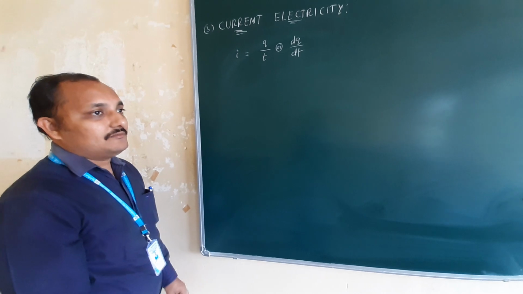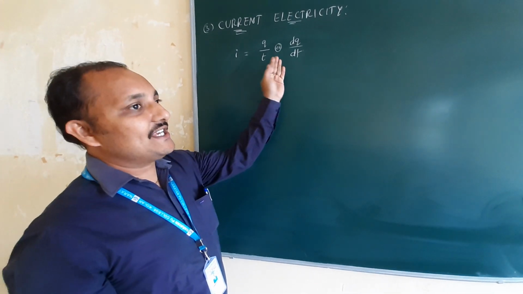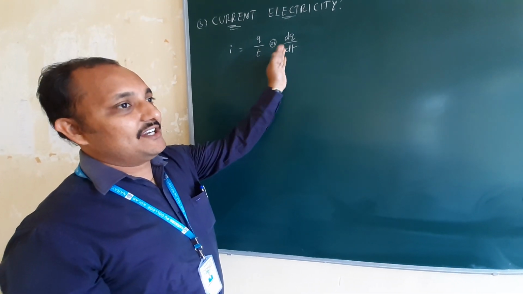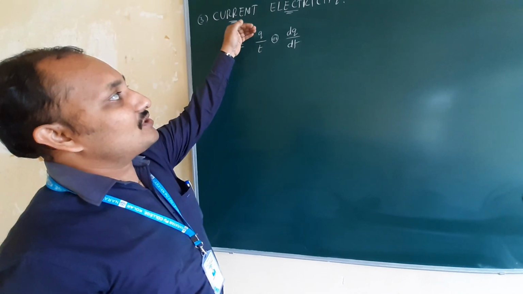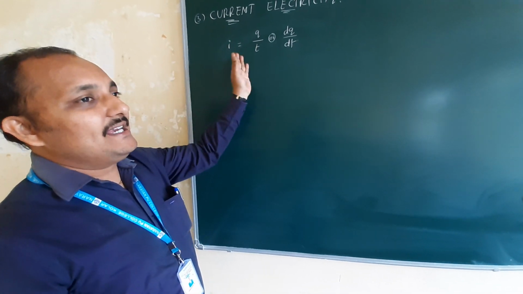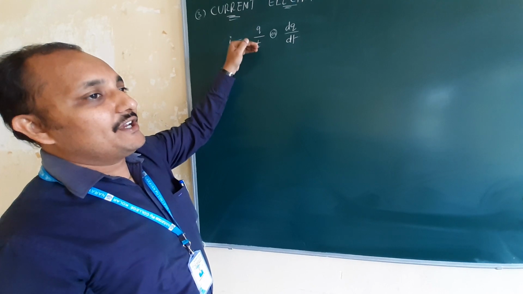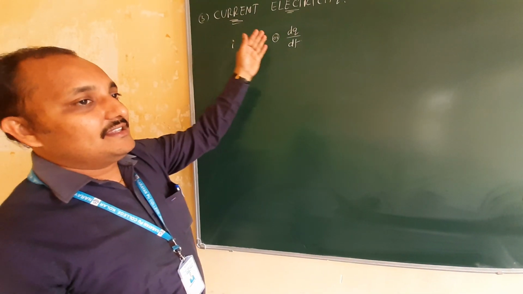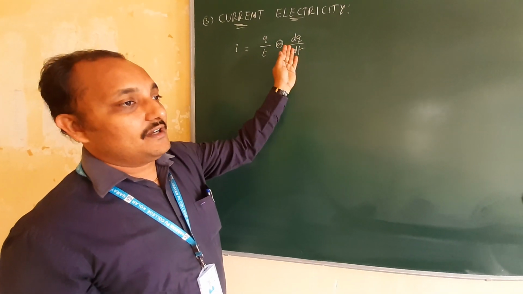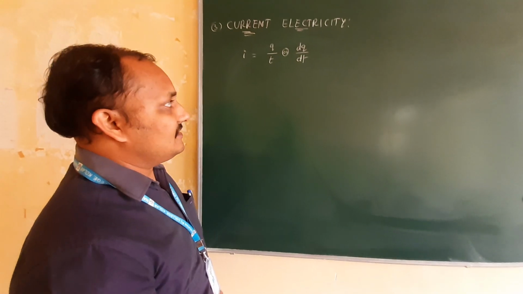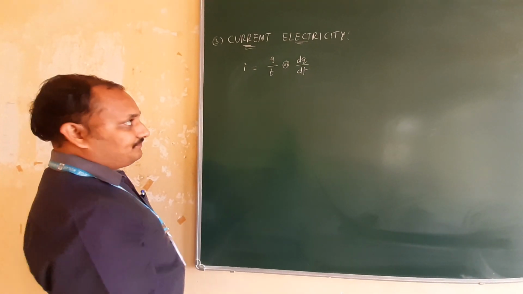I = dq by dt. What is dq by dt? The rate of change of charge, or the amount of charge flowing in unit time. Both are the same. The amount of charge flowing in unit time is called current. The rate of flow or the rate of change of charge is also called current.